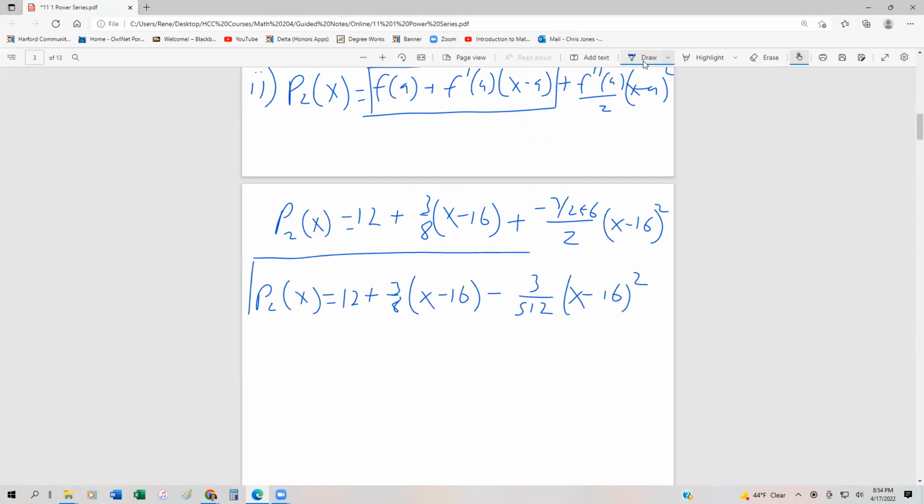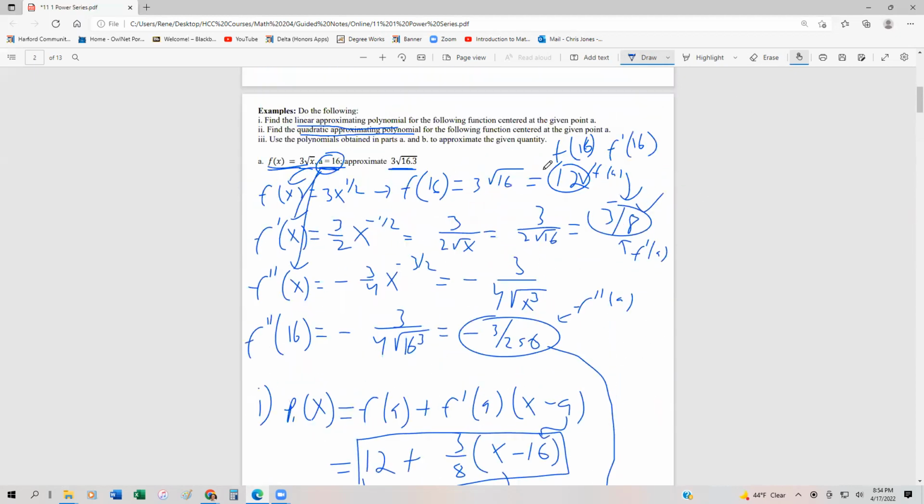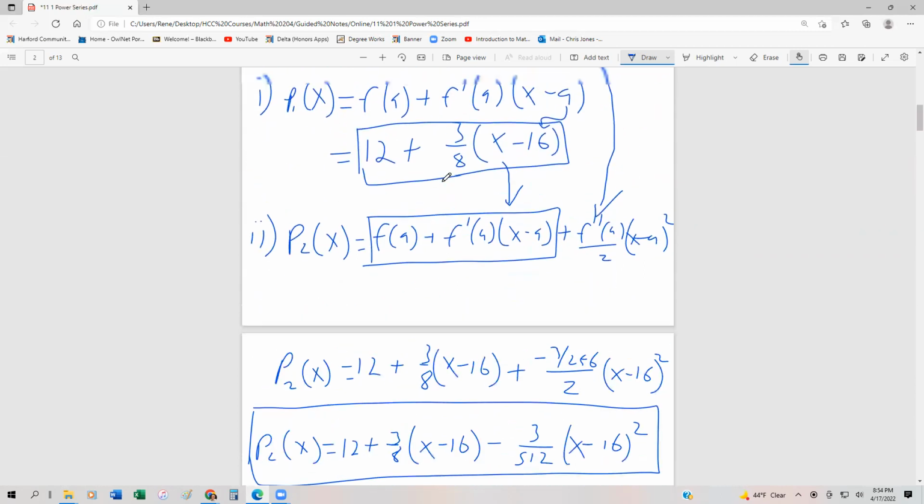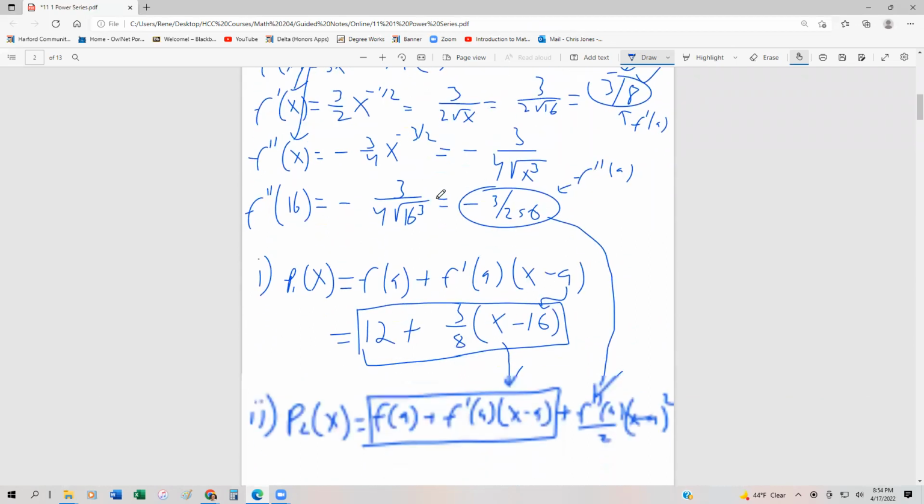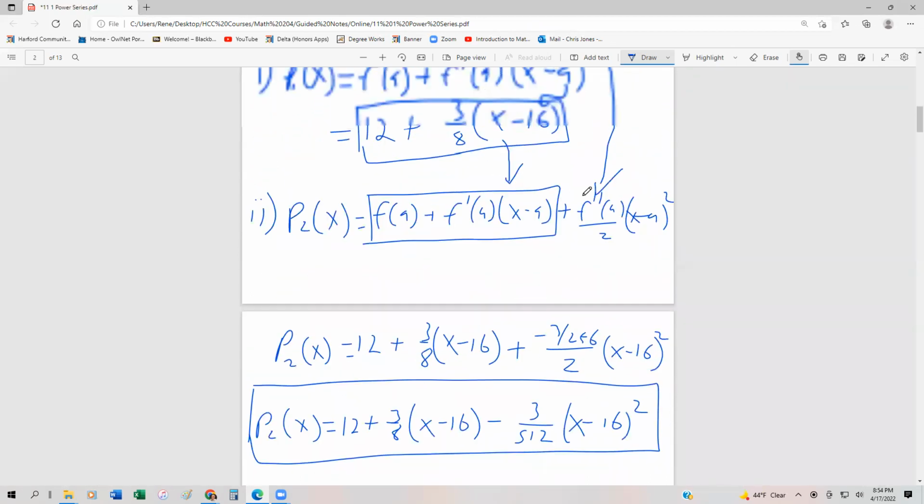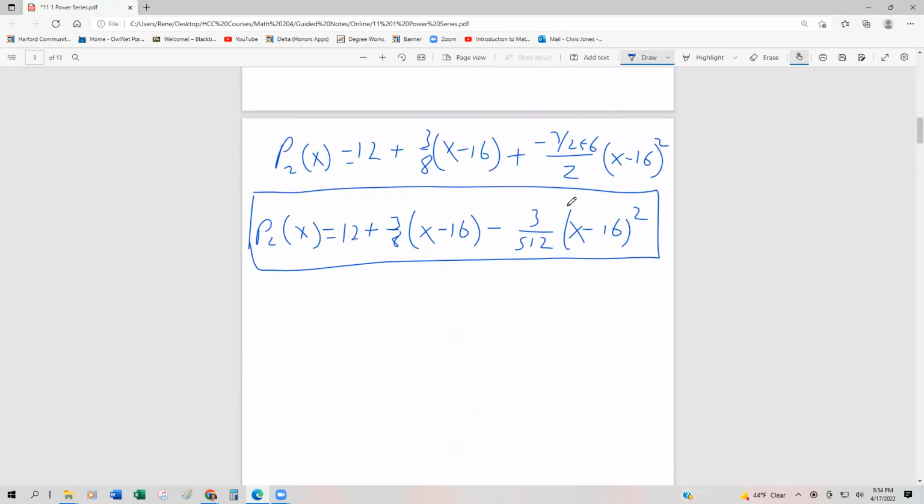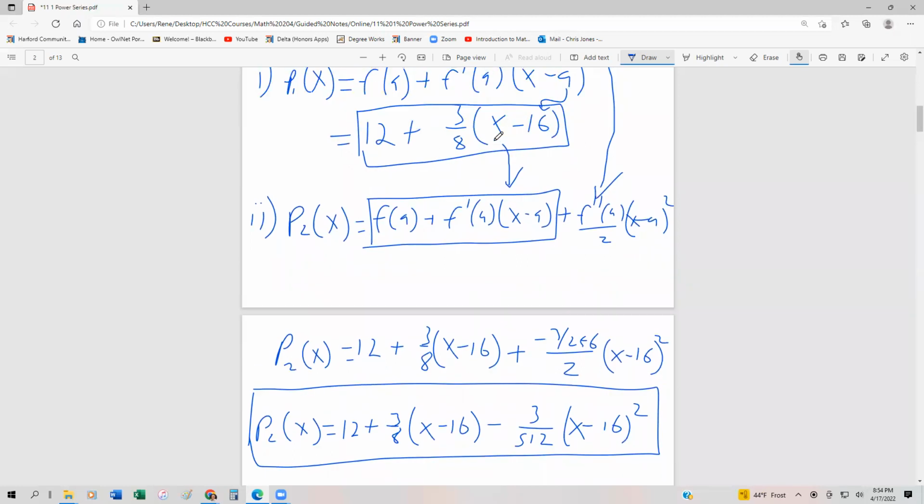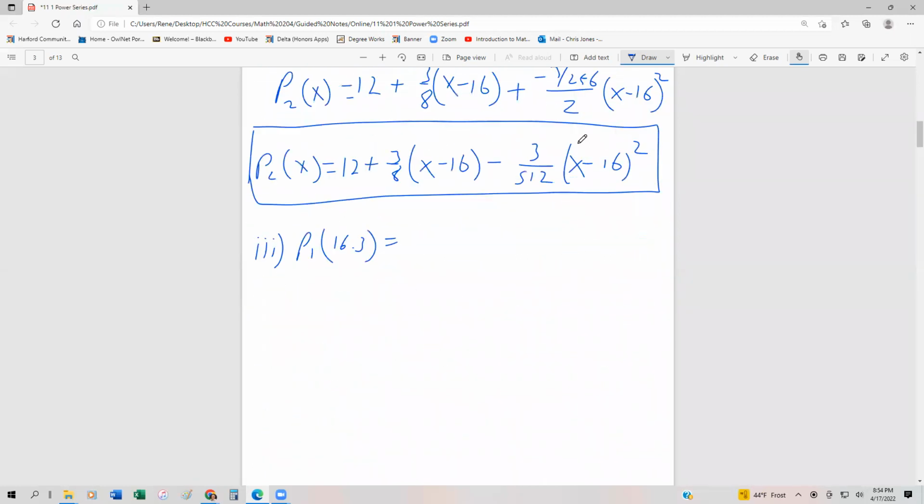All right, now the last part of this problem asks us to be able to approximate 3 roots of 16.3. All right, and all we're going to do is plug 16.3 back in for x's. So this is part 3. P sub 1 at 16.3 is going to be equal to this, except we're going to plug in 16.3 right here. So that's going to be 12 plus 3 over 8 times 16.3 minus 16.